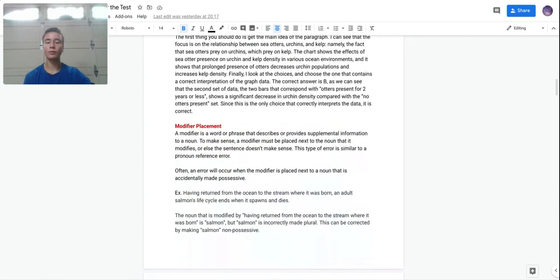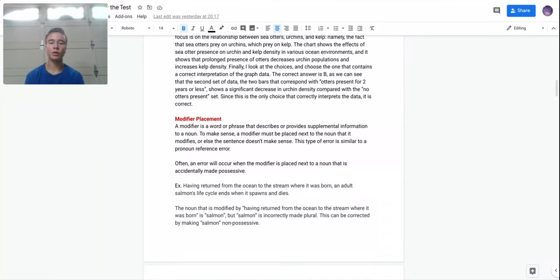Okay, another type of question that I haven't really gone over before is modifier placement. A modifier is just a word or phrase that describes or provides supplemental information to a noun. For these to make sense, the modifier must be placed next to the noun that it modifies, or else the sentence doesn't make sense. If an incorrect noun is placed between the modifier and the noun that it modifies, then it's just incorrect.